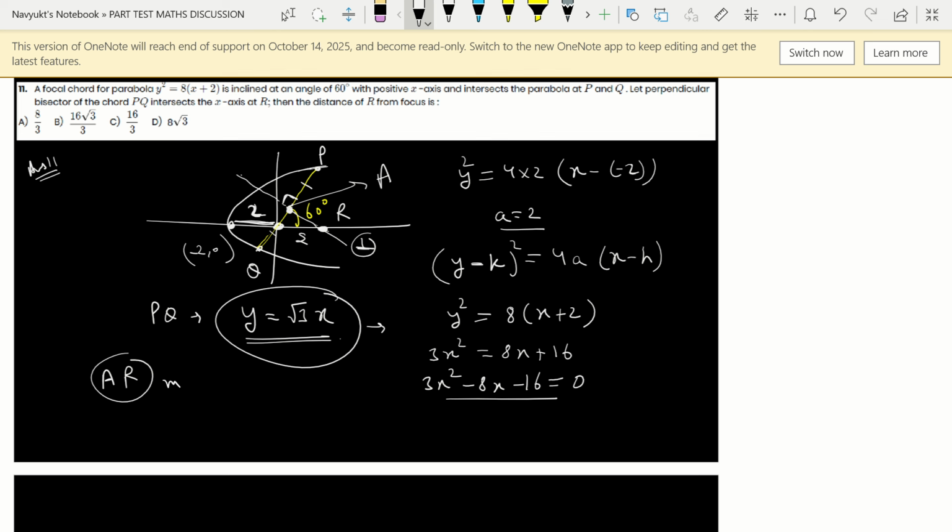So the slope of this would be minus 1 by root 3, since m1 m2 equals minus 1. We just need to find a point. What point would it be? It would actually be the midpoint of P and Q, correct?